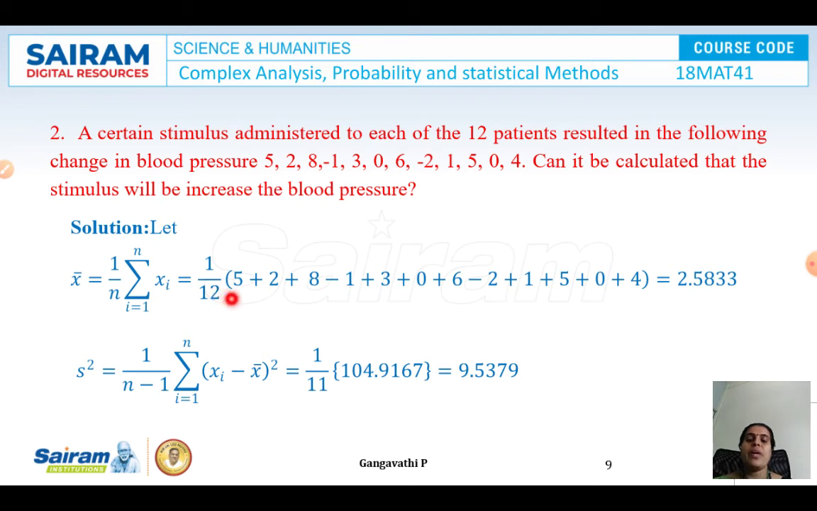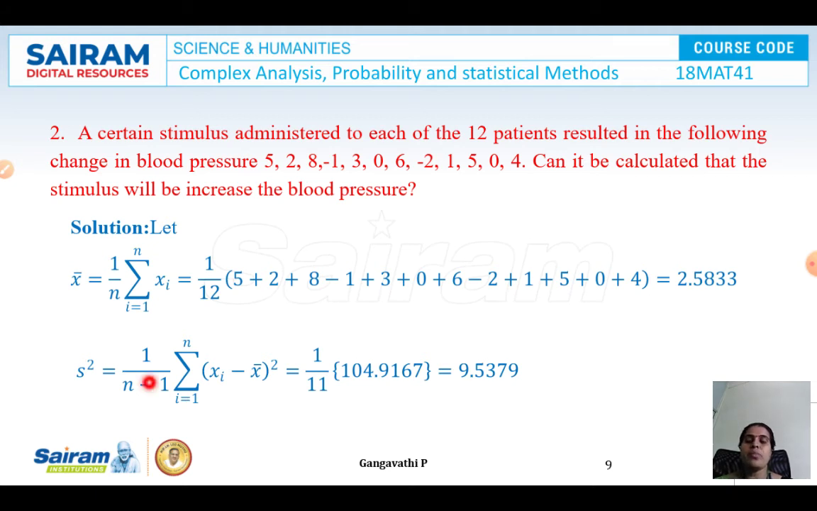So 1 by 12 into the sum of the x values: 5 plus 2 plus 8 minus 1 plus 3, 0, 6 minus 2 plus 1, 5 plus 0 plus 4. And when we simplify this, we get the value as 2.5833, which is the mean of the sample.